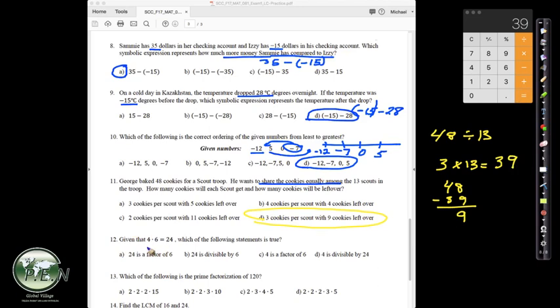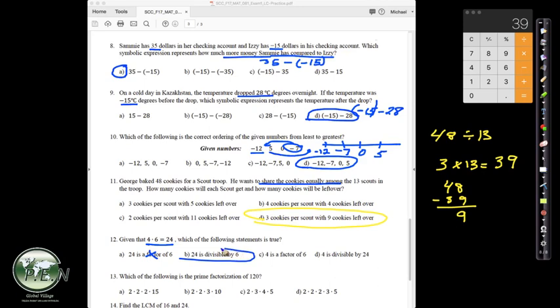Okay, number 12. We're given a statement, 4 times 6 equals 24. Which of the following statements is true? 24 is a factor of 6. That's incorrect. 24 is a multiple of 6. So a factor of 6 is something I could multiply by something to get 6. That's not correct. 24 is divisible by 6. Yes, I could take 24 and divide it by 6.